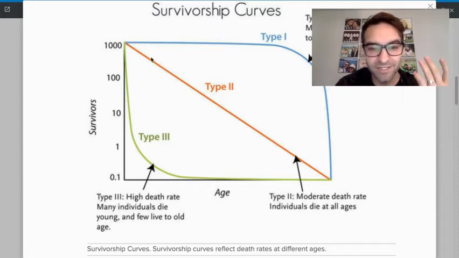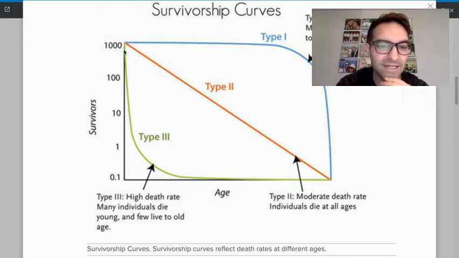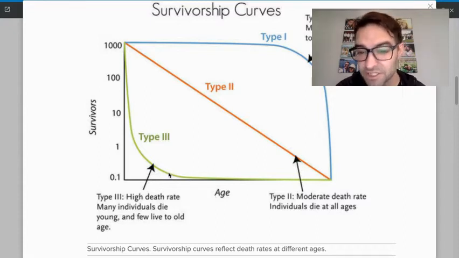And then this, it's pretty much 50-50 whether or not they're surviving, but then it continues to go down equally as they get older. And then type 3 here, you have a lot of births and very sudden deaths, and only a few of the population actually continue to survive and maybe make it to old age. So three different types, and this can happen within species.